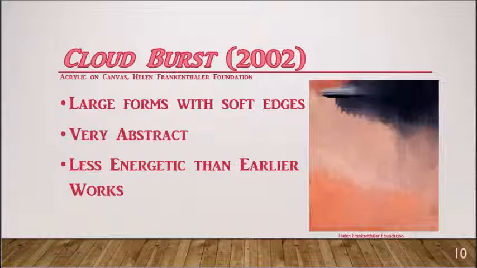Cloudburst, made in 2002, was one of Frankenthaler's later paintings. Again, the canvas is completely covered in paint. This time, however, the forms are even larger and have soft edges, almost as if they are blending in with each other. This is contrasted with the bolder, more defined shapes in her earlier paintings. The lack of energetic movement or bold shapes gives this piece a calmer, more subdued tone than her earlier works.